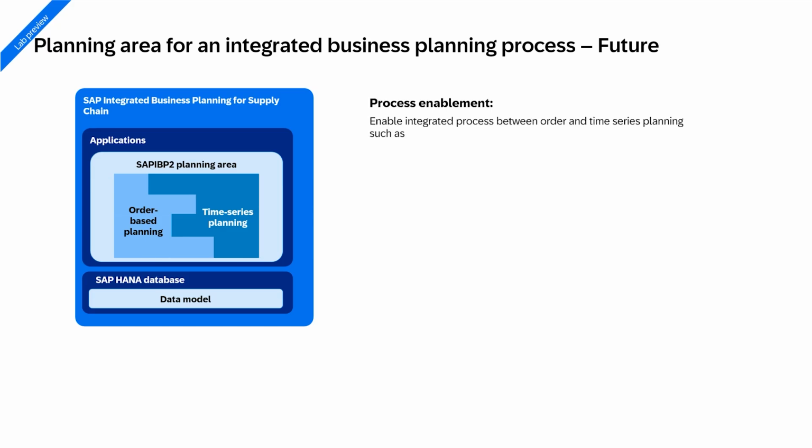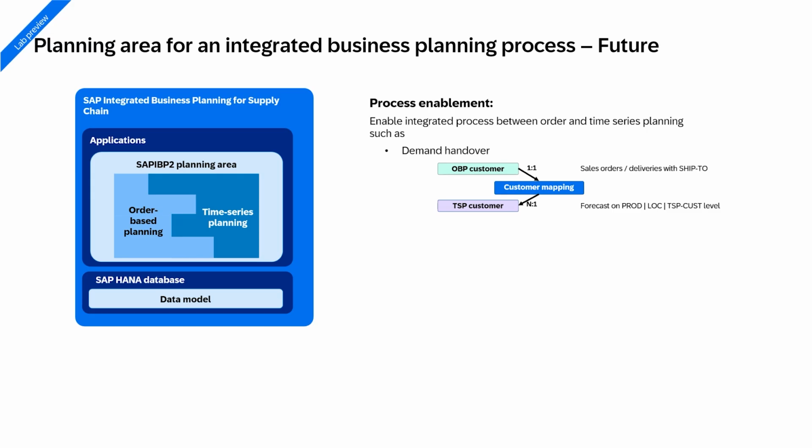An example could be demand handover. What's happening right now is that when we do the forecasting in time series, it's at a different level altogether. It's at a customer grouping level. Whereas when we do the forecasting, for example, in order-based planning, it's at the customer ID level. So how do we bring this together? That's something called demand handover. That would be one topic that we are significantly looking into, and hopefully in the very near future we should be able to solve it and bring it to our customers.